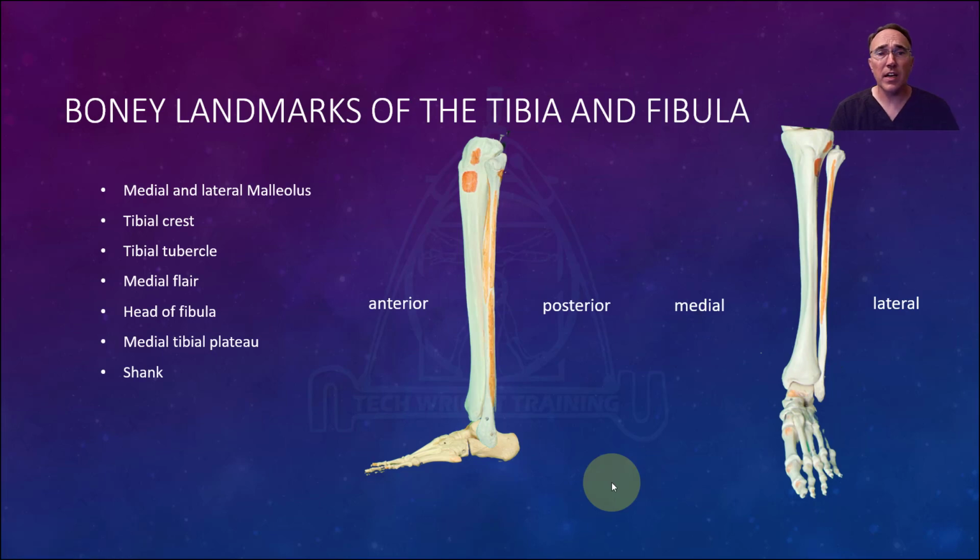Now we're going to do the bony landmarks of the tibia and the fibula. The first ones are medial, lateral, malleolus. So a malleolus is your ankle bone, what you think of as your ankle bone. On the lateral side, it is right here, you can see it. On the medial side, it's right here. You'll notice that the medial malleolus is higher than the lateral malleolus. So the lateral malleolus is lower.